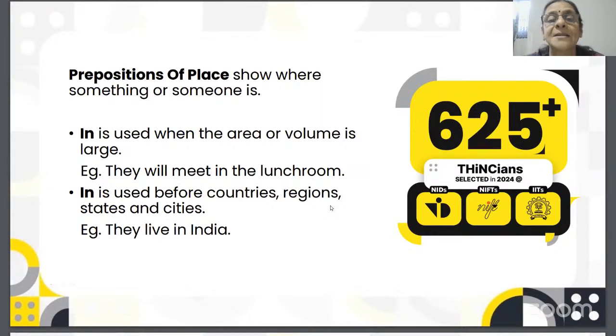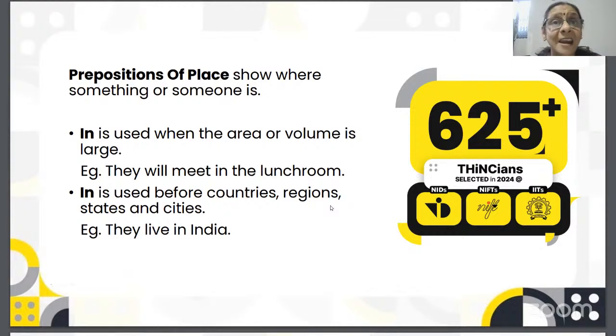Prepositions of place show where something or someone is. In is used when the area or volume is large. They will meet in the lunchroom because the lunchroom is a little bit big. In is used before countries like in India, regions in the southern part of India, in Kerala, that is in states, and cities in Trivandrum, in Thrissur, etc.